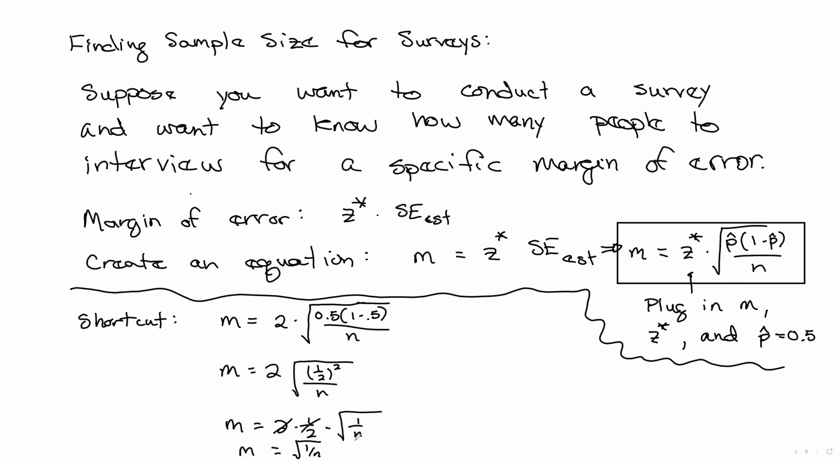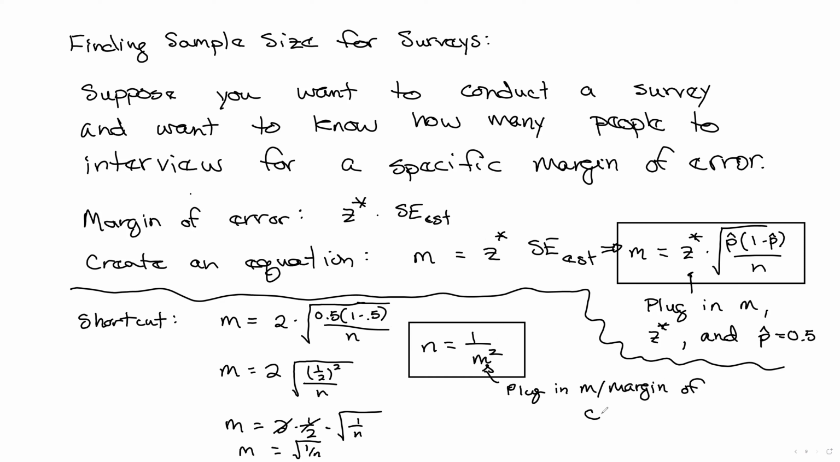All right, and so from this, this cancels, and m equals the square root of 1 over n. And if you square both sides and solve for n, you get n equals 1 over m squared. You get this really handy, super simple formula for finding a sample size given a specific margin of error that you want. So you can plug in the margin of error, and the sample size, the amount of people you need to interview, just pops right out. It does not get any simpler than that.